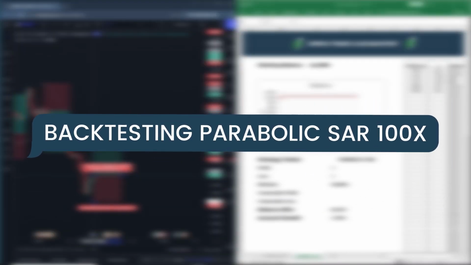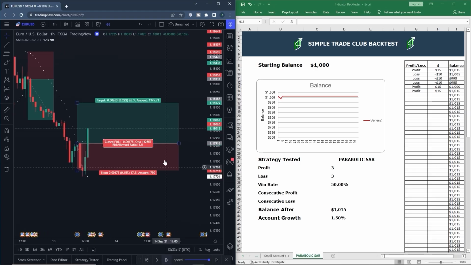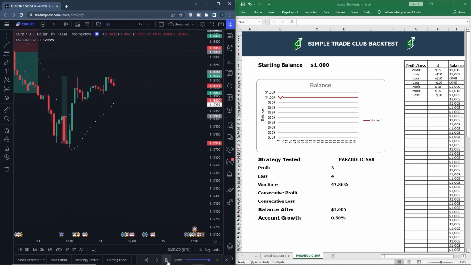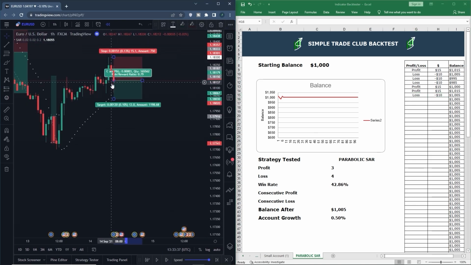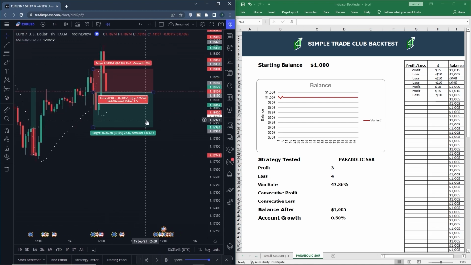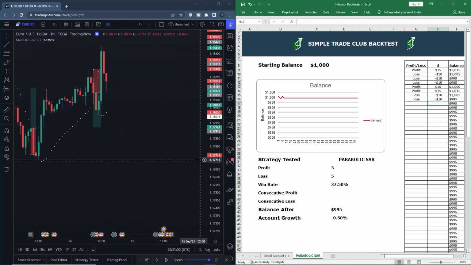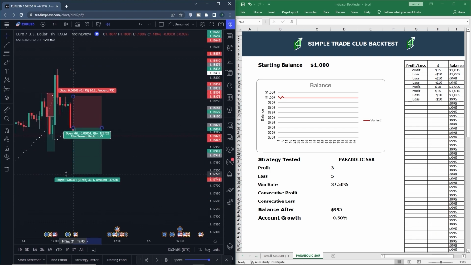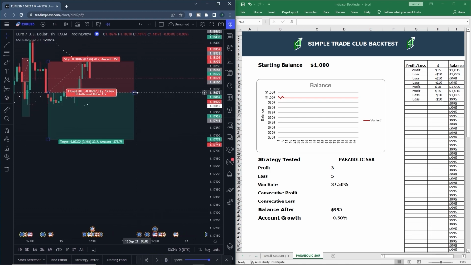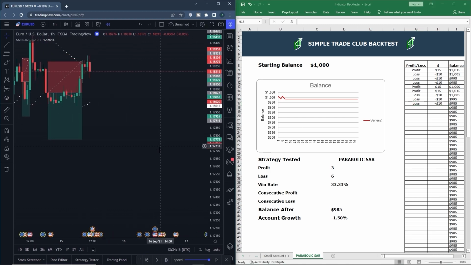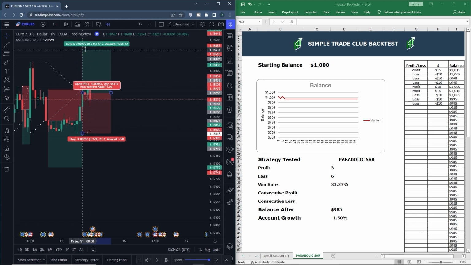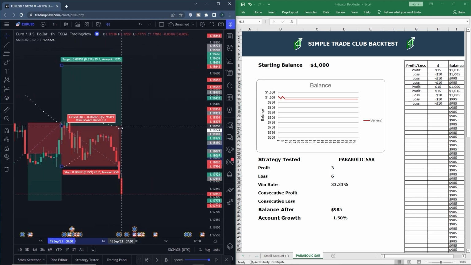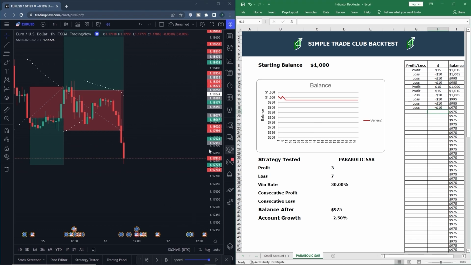Backtesting Parabolic SAR strategy. Now, let's test the Parabolic SAR indicator for 100 trades. The starting balance of this test is $1,000. We will use 1 to 1.5 risk-reward ratio with 1% of risk for a single trade. If we lose, we will lose $10. And if it's a profit, we will get $15. We will do the test on EUR/USD with 1 hour time frame. You can see on your screen when I am doing the backtest with this indicator.